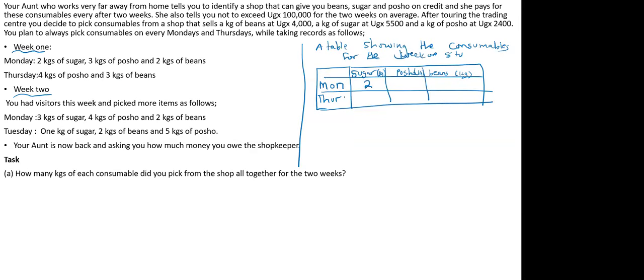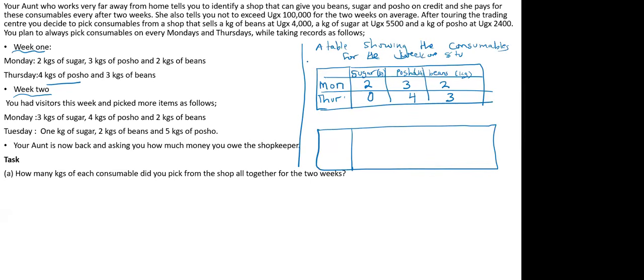So Monday, sugar 2, portion 3, beans 2. Then you go to Thursday, portion. Now here, people who panic, this is where they go off. Portion, when you look at portion, was 4. So under portion, I put 4. Beans was 3. Under beans, I put 3. Now that means she did not buy sugar because that one kilogram was still available at home. Because in case you are few people at home, you may not be able to use 1 kilogram of sugar in one day. Then we go to week 2. So this was week 1, and this was week 2.